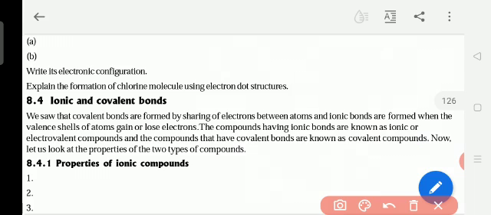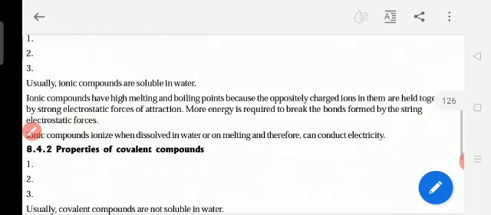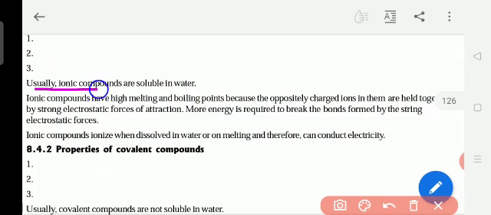Okay, so now we look at the properties of both the bonds. First, the properties of the ionic bond. So usually ionic compounds are soluble in water. Ionic compounds are what? Soluble in water. Sodium chloride is the common salt. Is salt soluble in water?